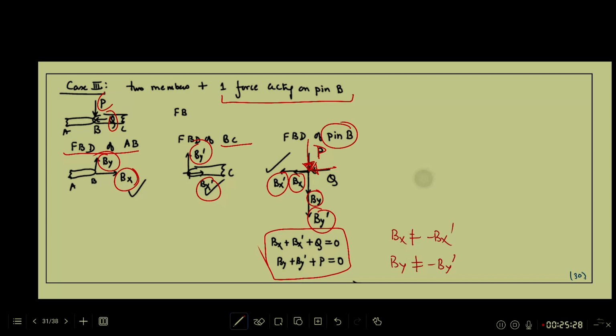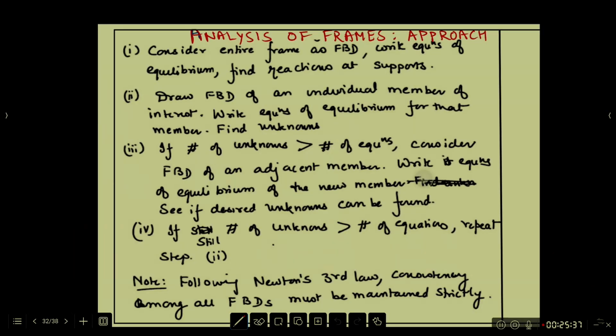Analysis of frames, what would be the approach? Consider the entire frame as an FBD. Write equations of equilibrium, find reactions at supports. First, you should try to find the reaction forces at the support. Second step is to draw FBD of an individual member of interest. Write equations of equilibrium for that member, find some unknowns. If the number of unknowns exceeds the number of equations, consider FBD of an adjacent member. Write its equations of equilibrium of the new member and see if the desired unknowns can be found.